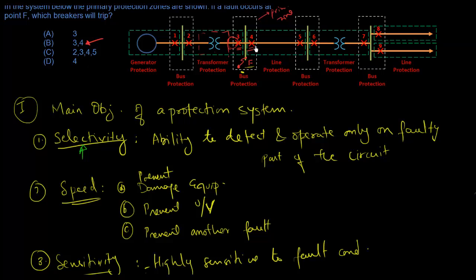Now what happens in an overlap scenario? What if our fault, instead of being here, was here? It would fall in both the primary zone, this one, as well as the line protection primary zone. In that case you would have breakers 3, 4 and 5 open up because it was in an overlapping zone. So any breakers in the bus protection zone, as well as in the line protection zone, would open up. So I hope that's clear.